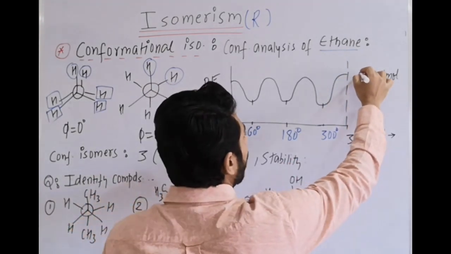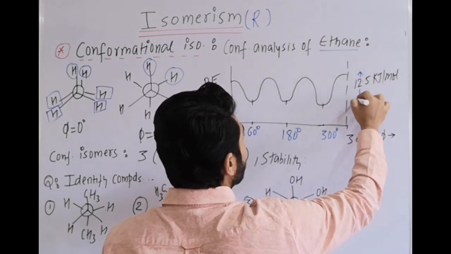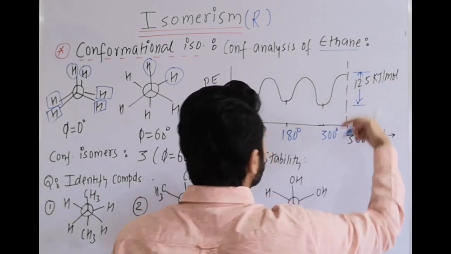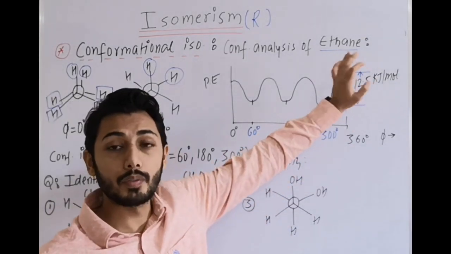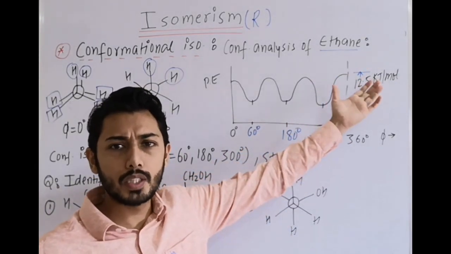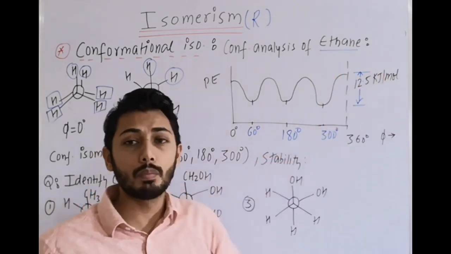Now 12.5 is the energy gap here between the most stable and least stable form, that is between staggered and eclipsed form for ethane. That value is given in NCERT. This is given as 12.5 kilojoule per mole.